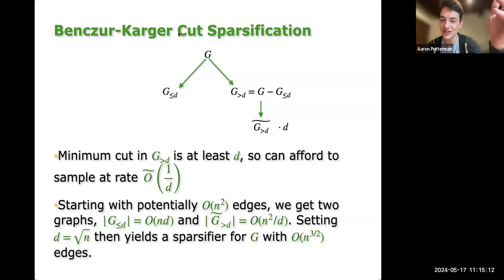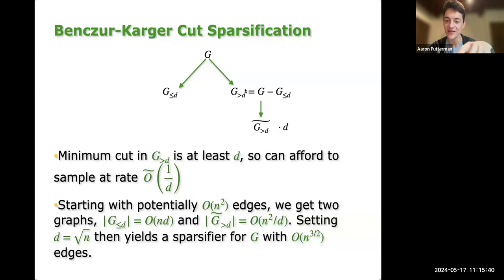The graph on the left, G less than or equal to D, there's no guarantee on any kind of sampling that we can perform. But we do know that the number of edges is fundamentally bounded in this graph. So what do we get? Starting with as many as order n squared edges, we get 2 graphs. We get G less than or equal to D, which is order nd edges. And then this downsampled version of the graph on the right, which has roughly n squared over d edges.